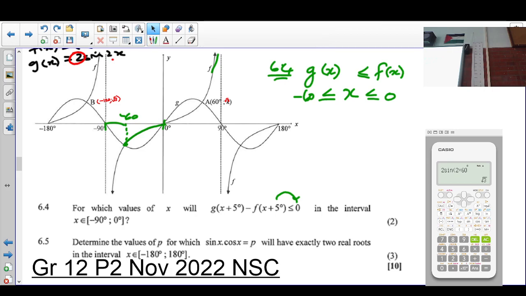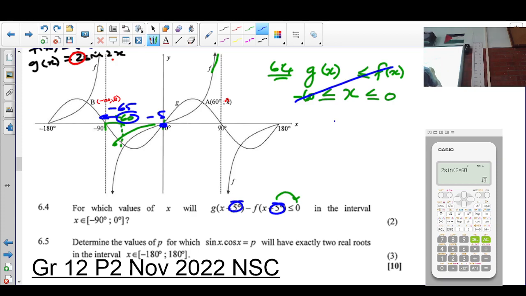But that isn't the question. There's a shift on the graph. So, how does this affect the graph? This is going to shift the graph 5 degrees to the left. So this becomes negative 65 and this becomes negative 5. Can you see that, people? Just move 5 degrees to the left, both graphs. So in other words, what they're looking for is x is greater than or equal to negative 65, but less than or equal to negative 5.